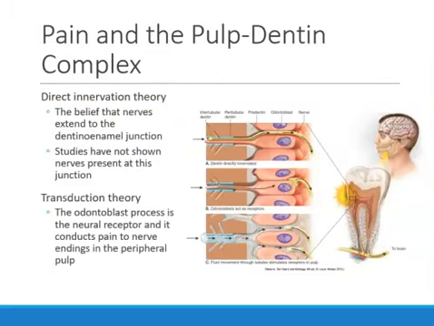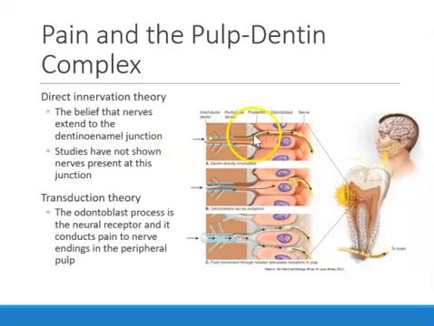Okay, so how do we get that pain message into our brain? There are many theories of how the pain and the pulp work together. So let's just look at the three theories. One of them is called the direct innervation theory. This theory believes that there is a nerve that goes straight into the DEJ, the dentin enamel junction. So where the dentin, which is in brown, and the enamel meet, there's like a nerve.